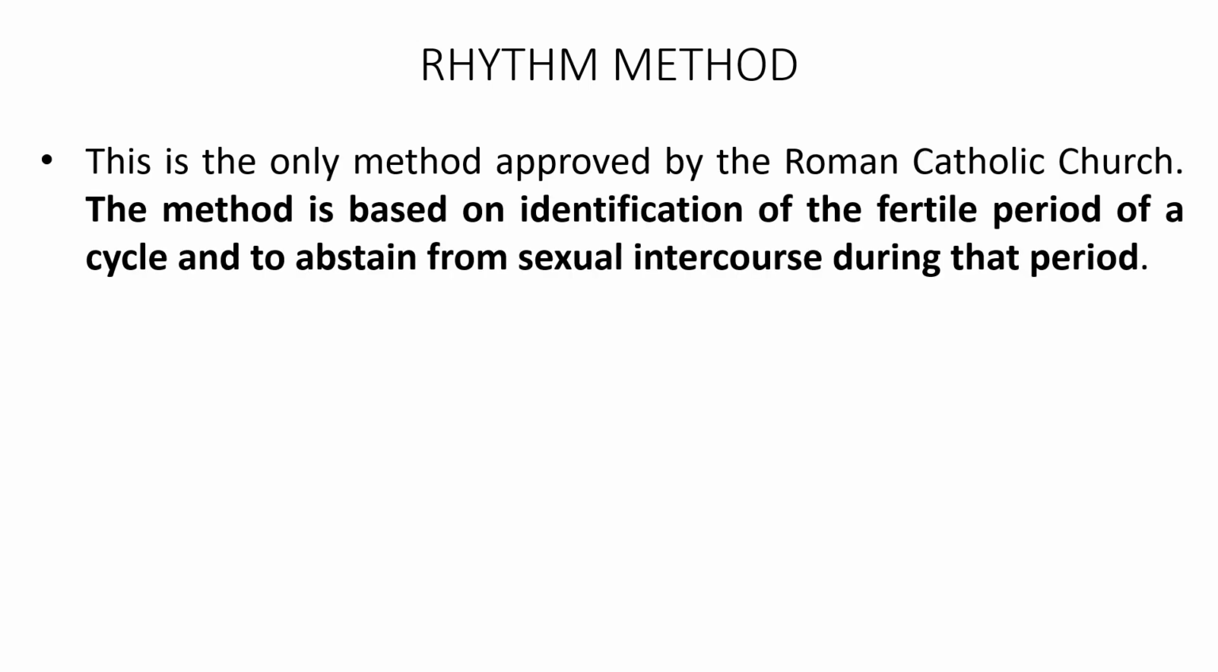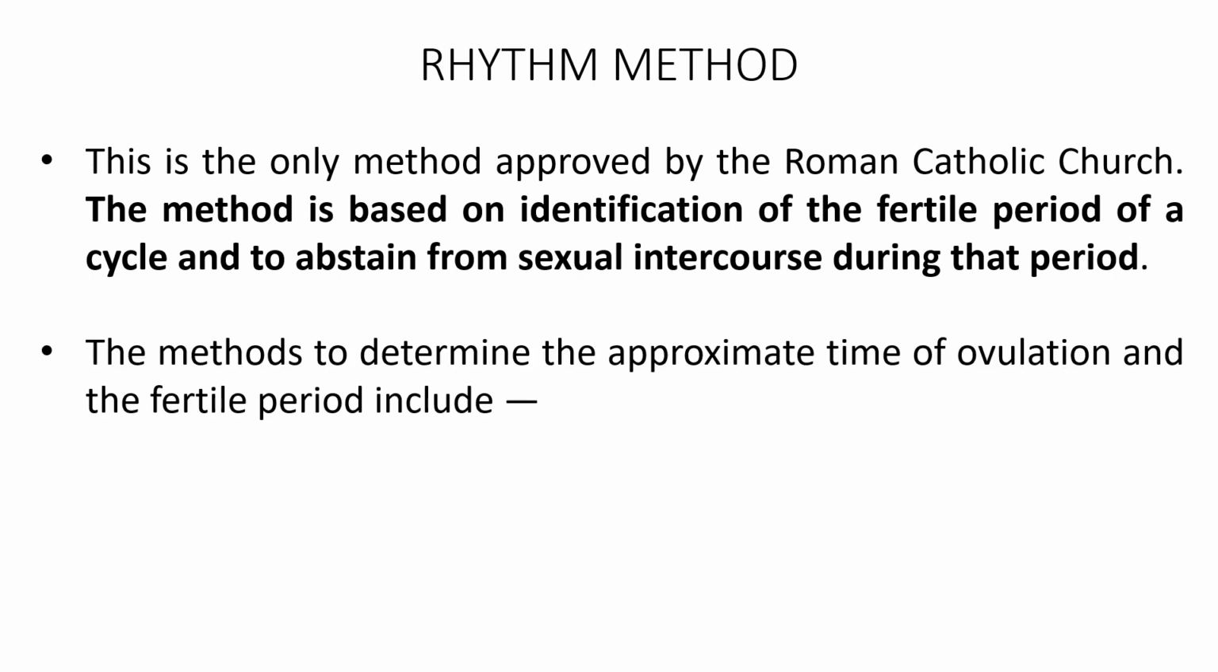Another method, these are the natural methods, that is the rhythm method. This is the only method approved by the Roman Catholic Church. The method is based on identification of the fertile period of a cycle to abstain from sexual intercourse during that period. So we have to identify the most fertile period in the menstrual cycle. We know a regular cycle duration is from 1 to 28 days. Among these days, they have to determine which period is the fertile period, and they should abstain from sexual intercourse during that period.